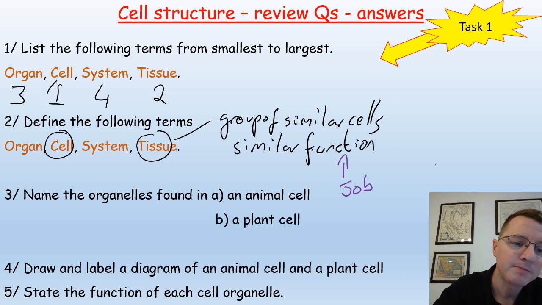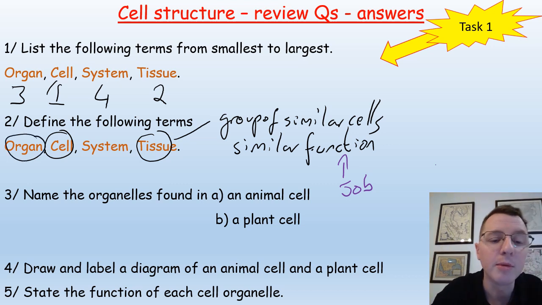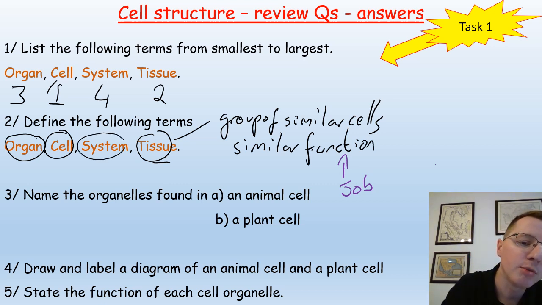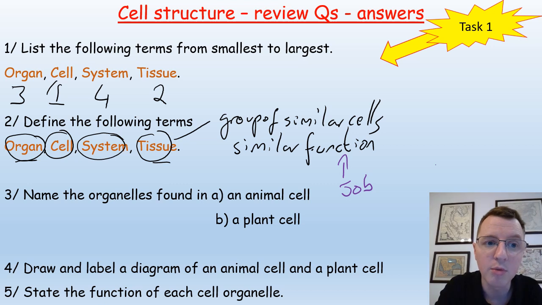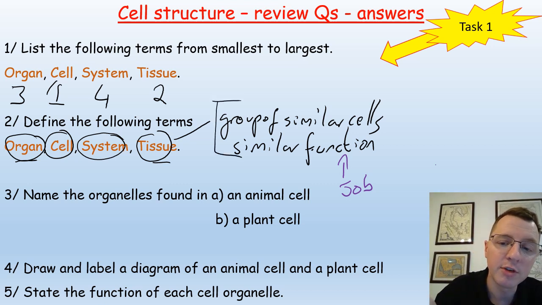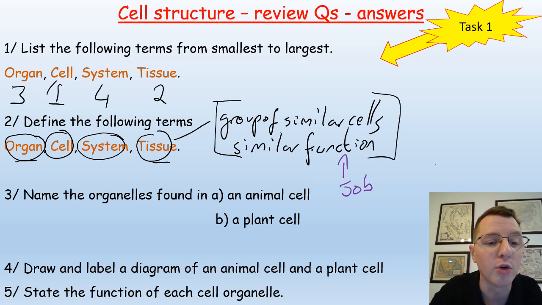An organ is a group of similar tissues with a similar function. And a system is a group of similar organs with a similar function. So if you can remember this one definition for the tissue, you should be able to define both organs and systems.